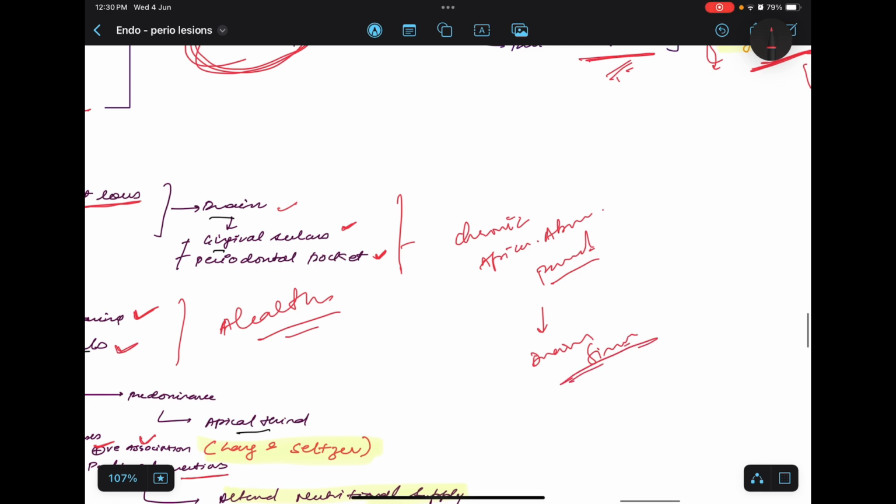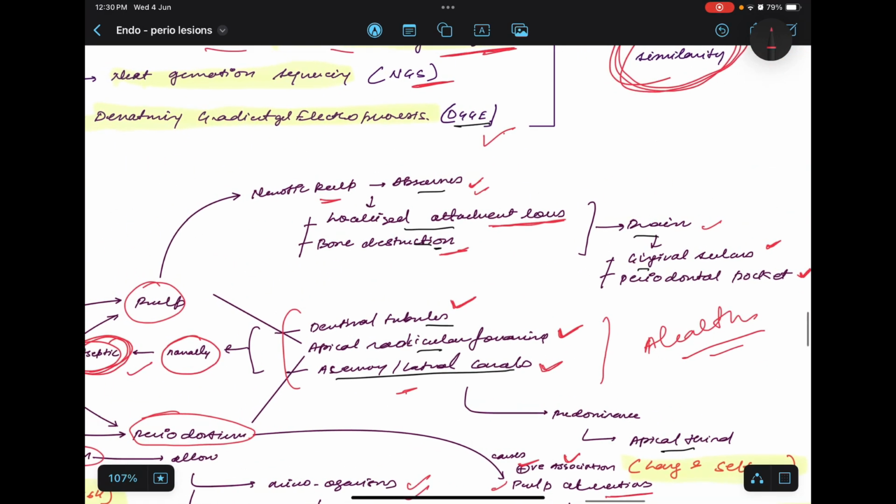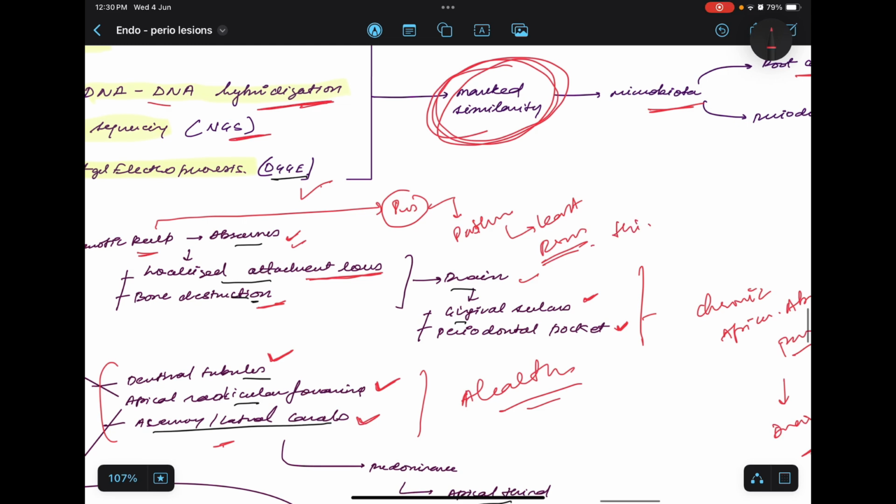Because what happens, the pulp is a closed chamber. From a closed chamber, the pus needs to drain. So how will it drain? It will find the pathway of least resistance. Okay, pathway of least resistance, and that is your buccal plate. Your buccal plate is very thin, or could be lingual plate depending on the location of the tooth. Location will determine where this draining sinus will form.